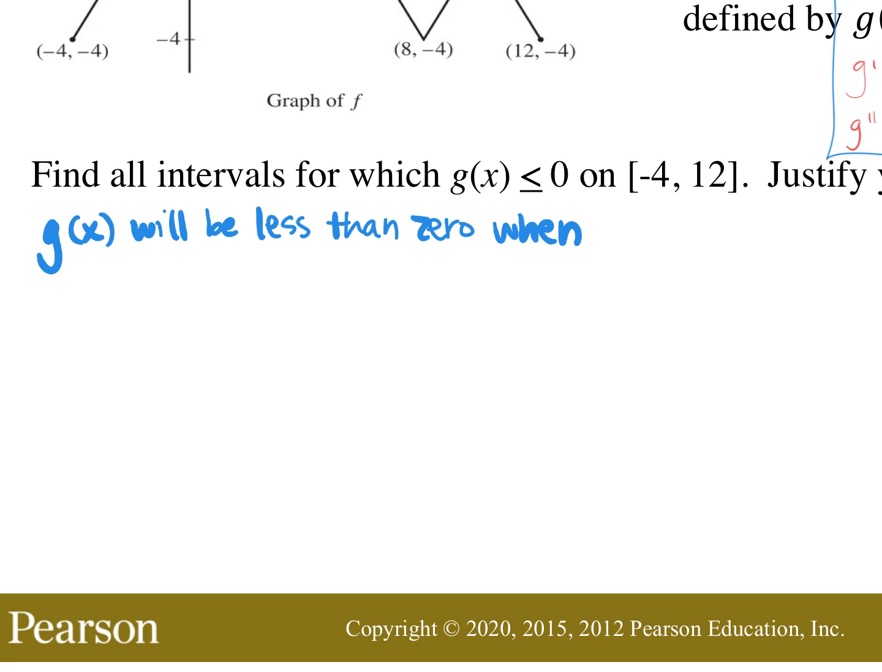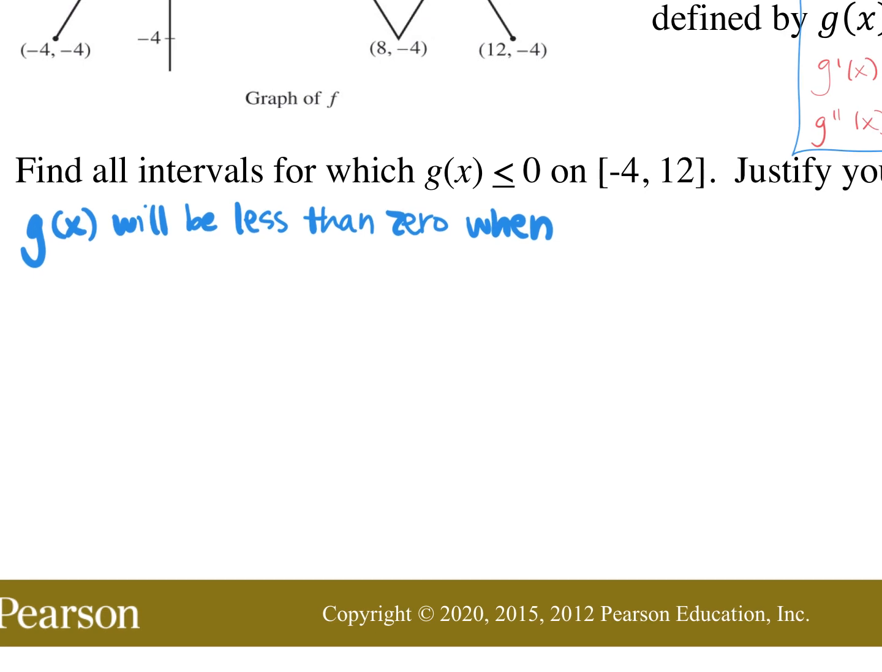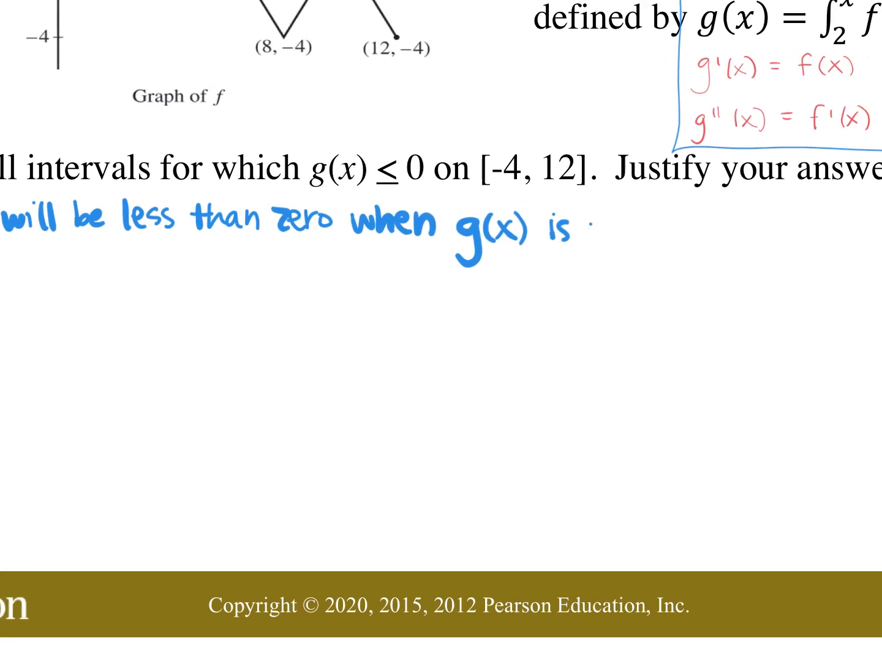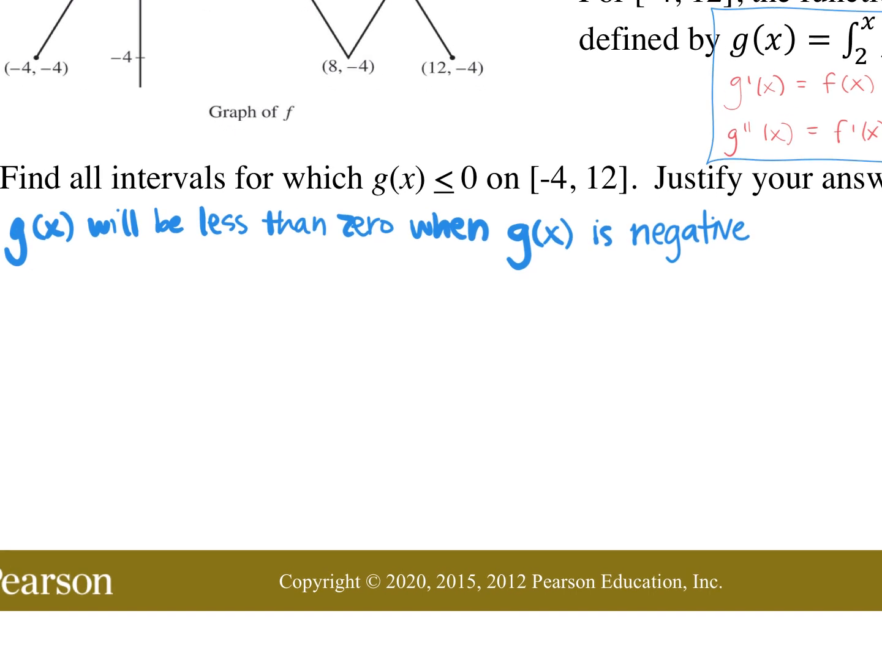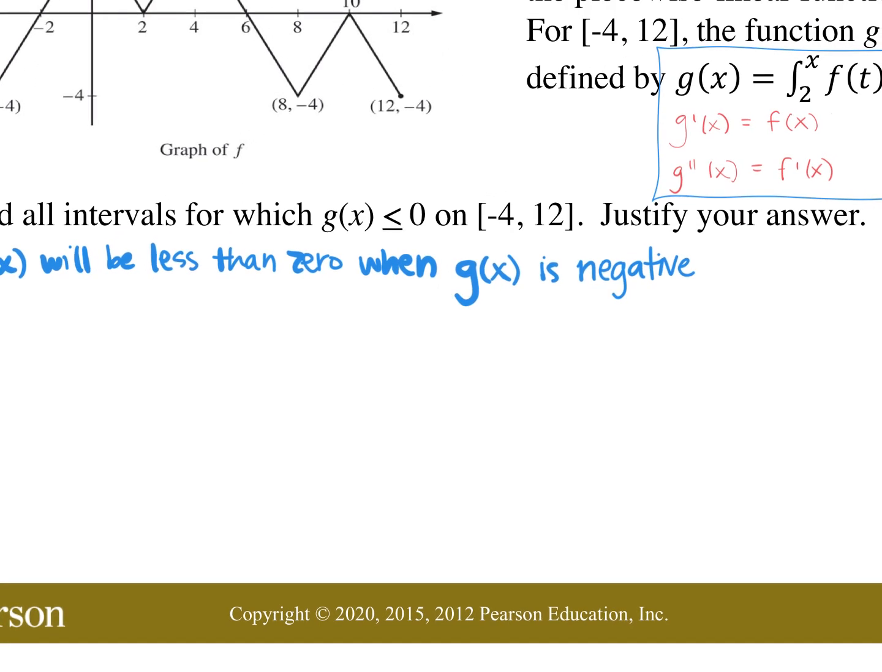When is it positive? When G of X is negative. That's just a basic truth: G of X is less than 0 when that same something is negative. What can that same something be replaced with? What is that something equal to?